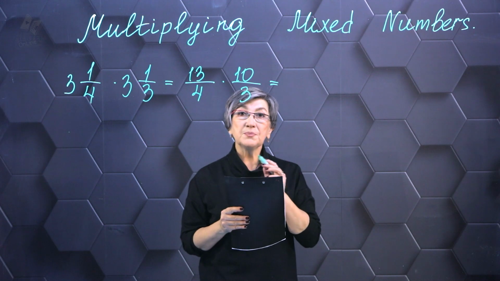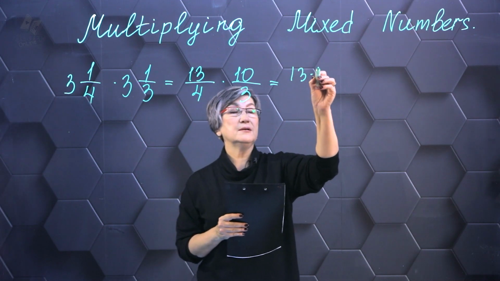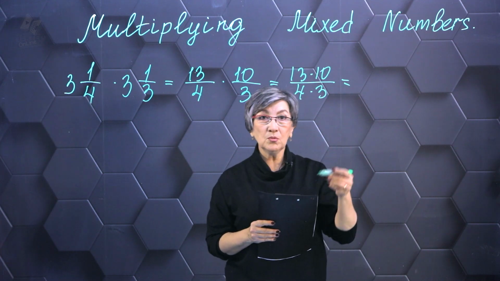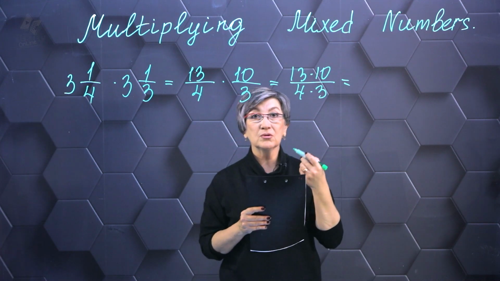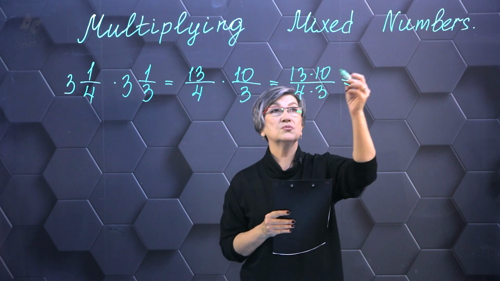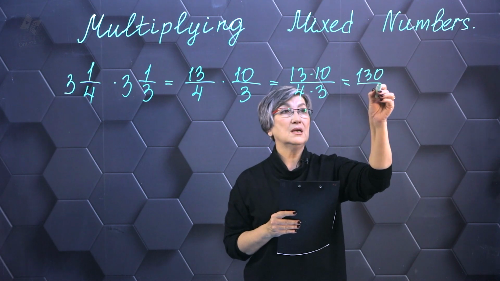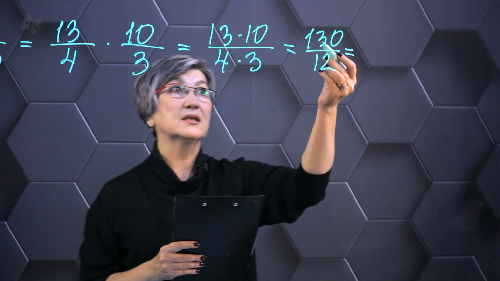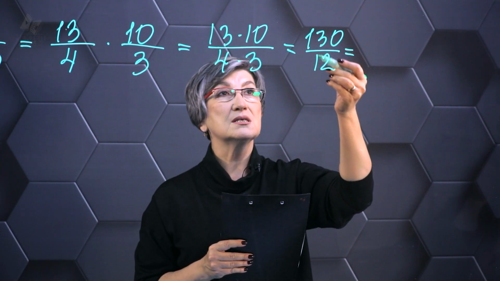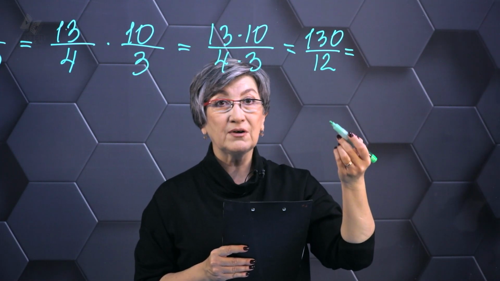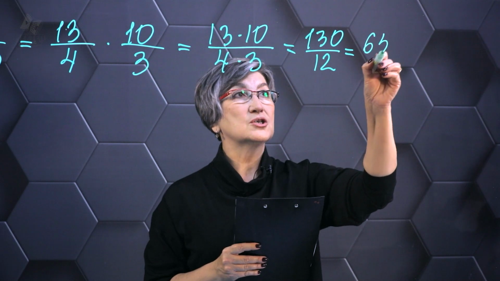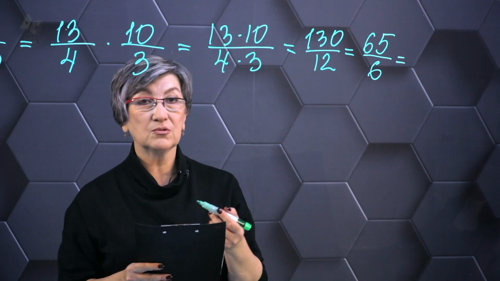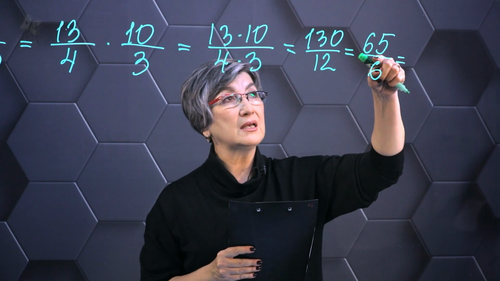So you multiply the numerator by the numerator and the denominator by the denominator, and then you can reduce the fraction. So 13 times 10 is 130, divided by 12. Let's go ahead and reduce this answer. What am I dividing by? 130 and 12 divided by 2. The result is 65/6.